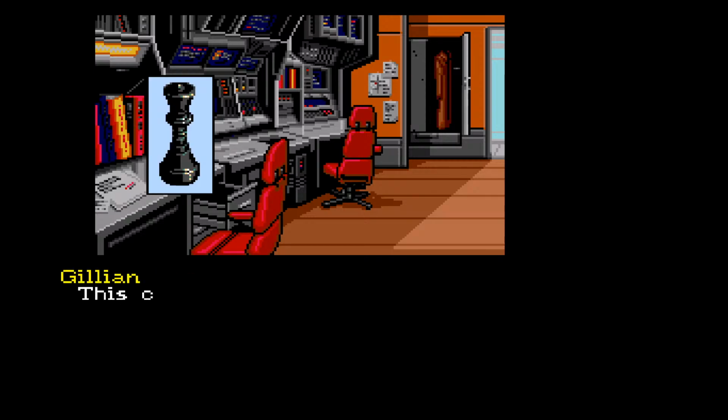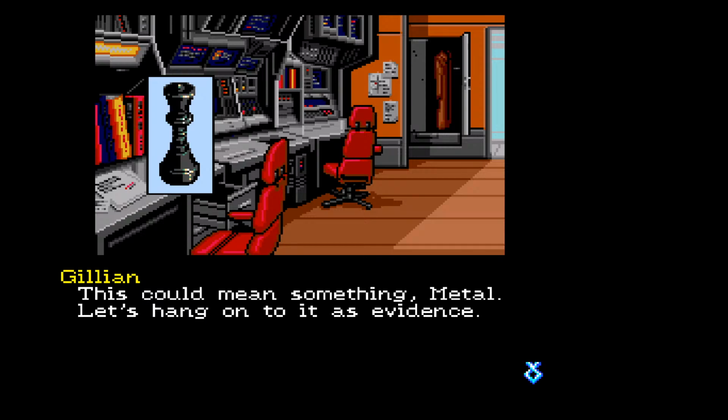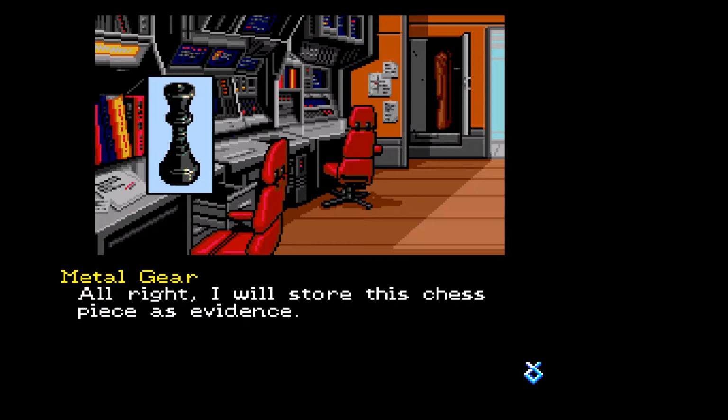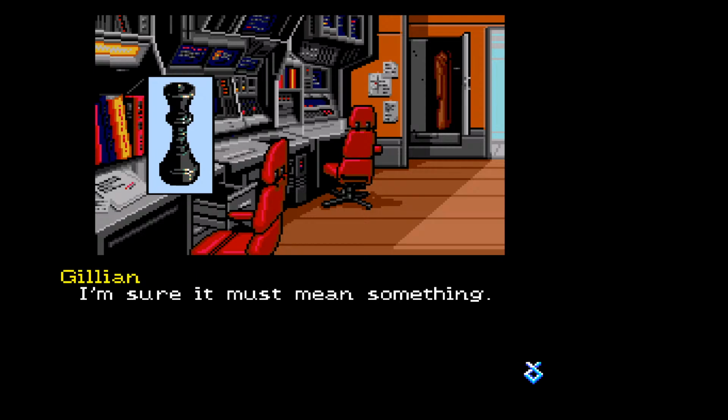It's a chess piece made of wood. This could mean something, Metal. Let's hang on to it as evidence. Alright, I will store this chess piece as evidence. I'm sure it must mean something.